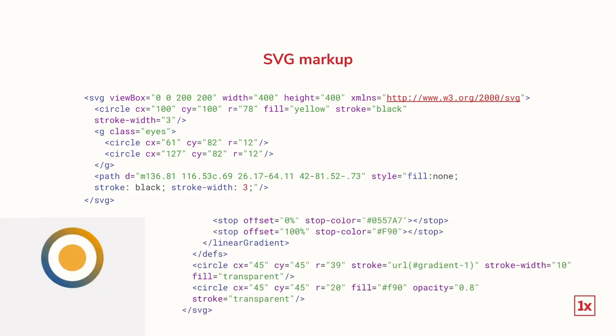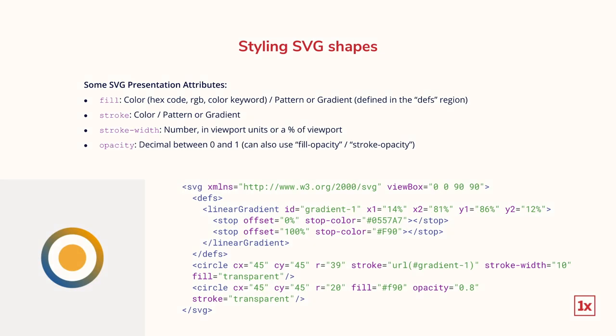Next one. We can also style SVG images. There are many attributes we can use, but here I'm commenting on only four. I think they are important: the fill, stroke width, and opacity. We can use hex codes, colors, gradients, patterns, whatever you want, like CSS.